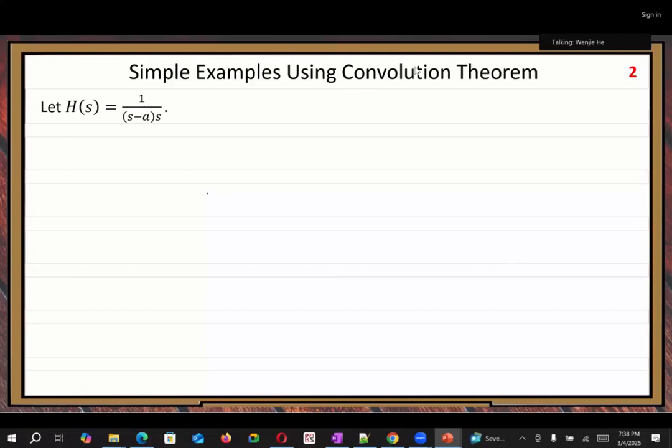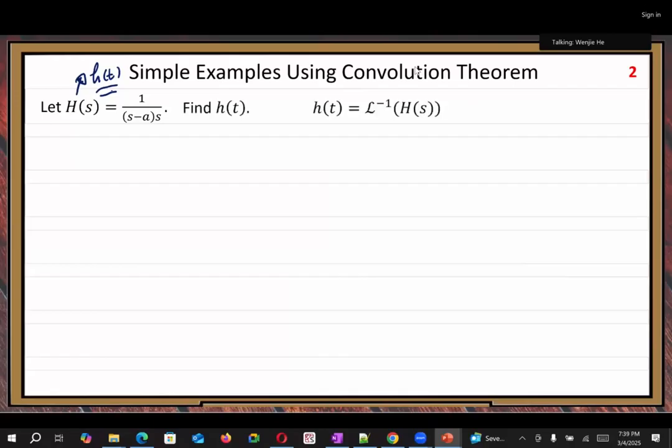Our goal is to calculate the inverse Laplace transform to find little h of t. Without using convolution, we can find it, right? So the first way, we find its inverse Laplace transform without using the convolution theorem. Then the second time, we apply the convolution theorem. Now we want to compare. If they are the same, we verify this theorem with this example.